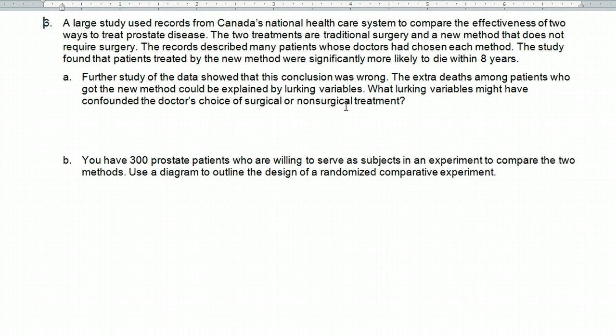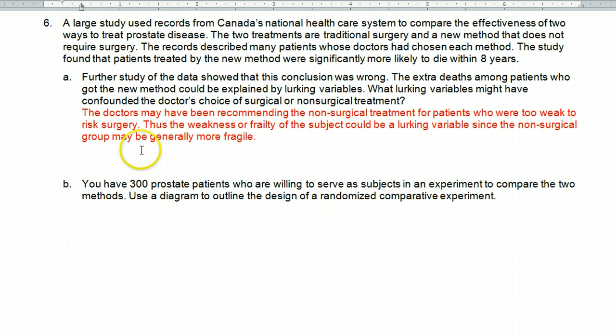So if you were to conclude that, oh, well, look, the new non-surgical method is dangerous because more people are dying from it, then that could easily be a false conclusion, when really it's because of the lurking variable that the people who were recommended for the non-surgical treatment were more fragile and vulnerable to begin with. All right, and here I've written up what I just said.